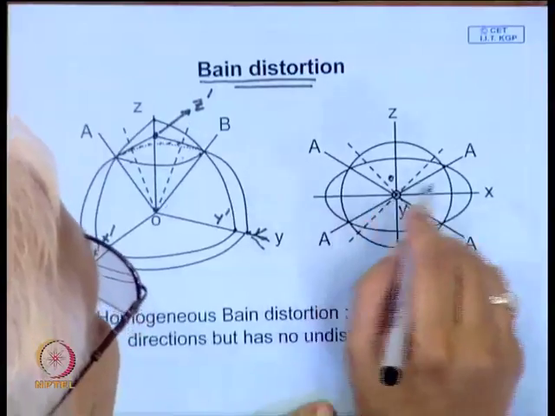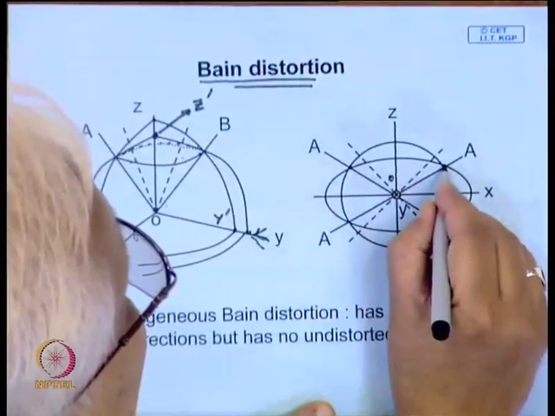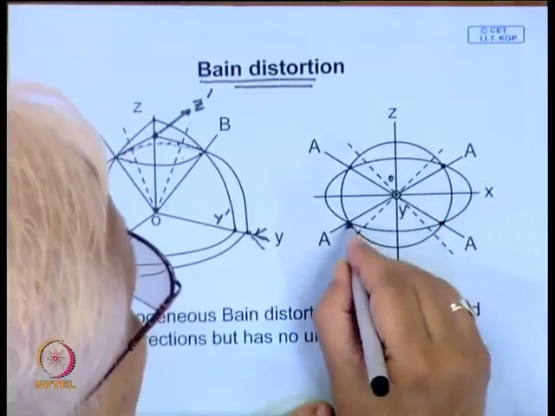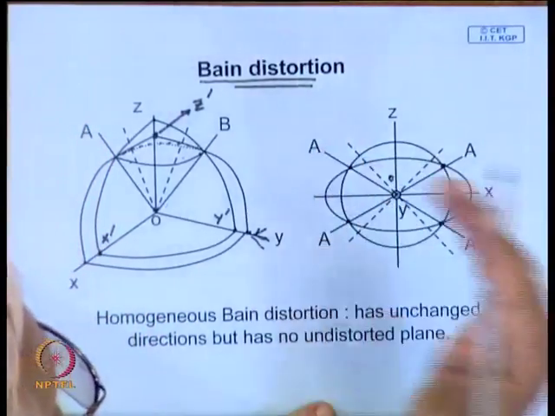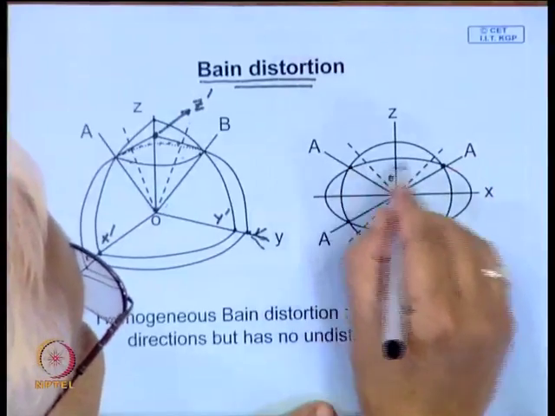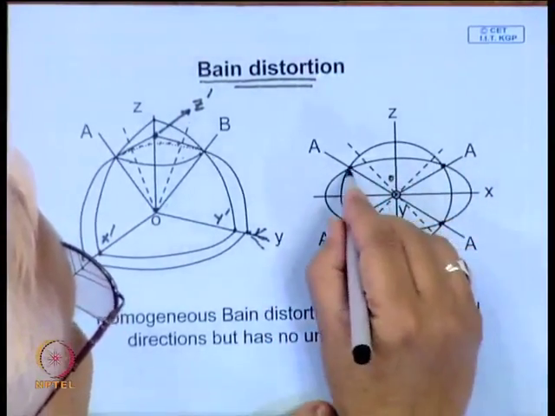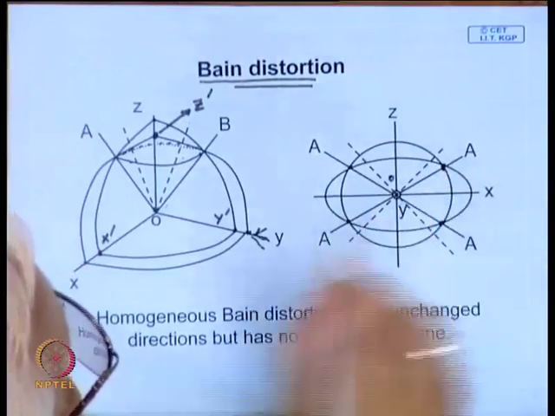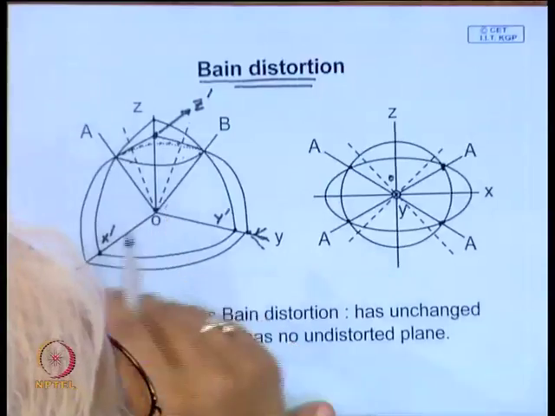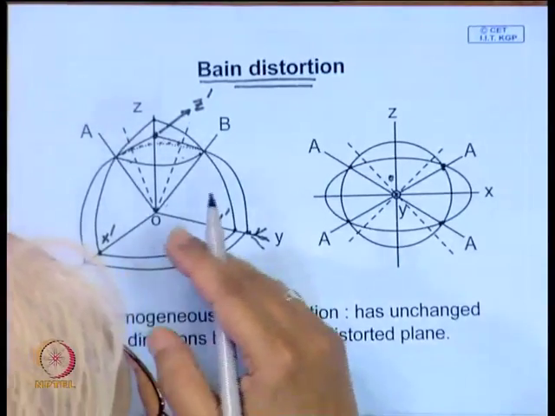Now, look at this here, these directions, these points of intersections. Any line passing through, actually this will be formed in 3D, it will be a cone, and anything which is passing through this point, that cone. So, these are undistorted directions, but we can't think about an undistorted plane.